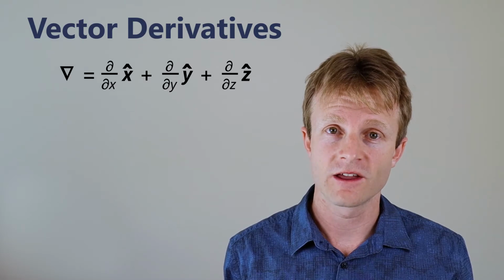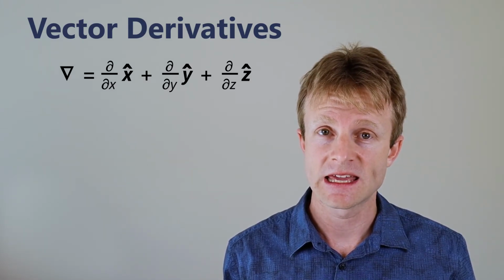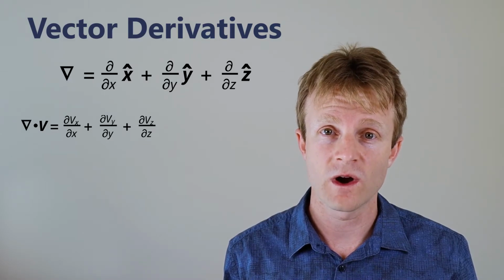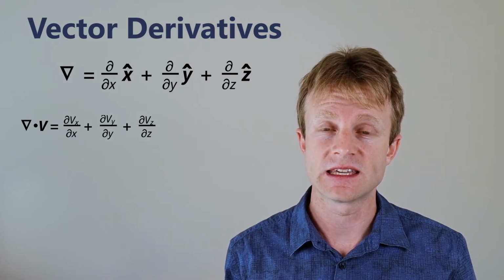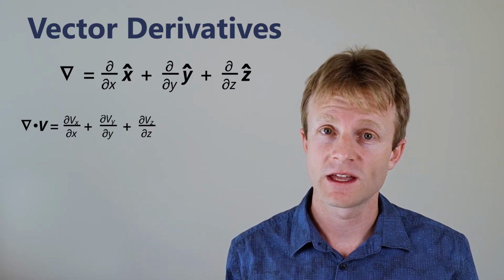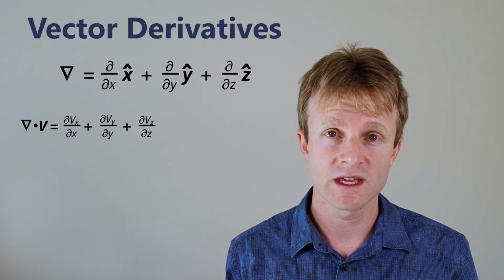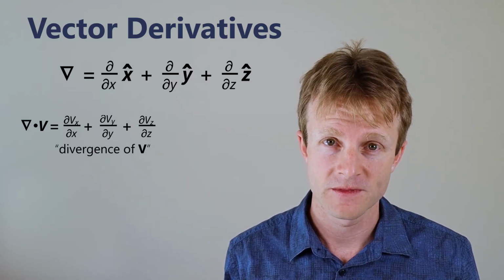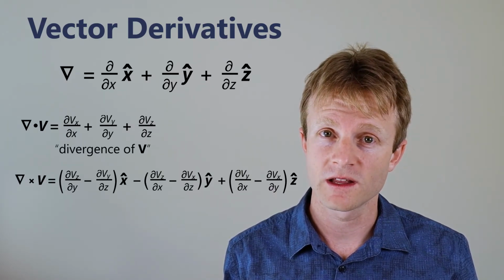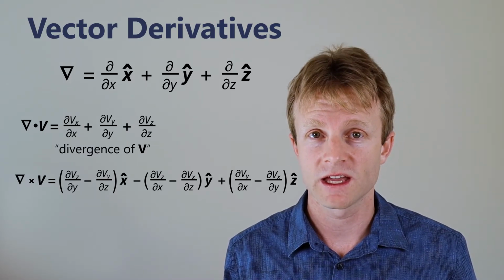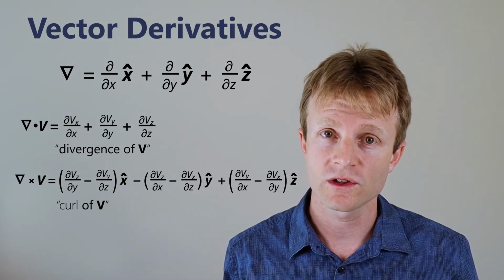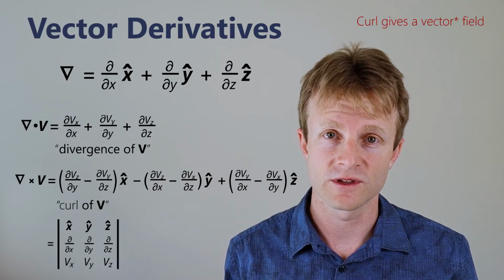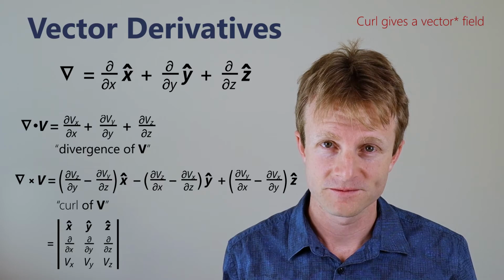If we dot del with some vector field v, then we get dvx/dx plus dvy/dy plus dvz/dz. We get an operator that takes a vector field v and returns a scalar field, which we call the divergence of v. And if we instead use the cross product, we get a more complicated operator, which we call the curl of v, which takes a vector field v and returns another vector field, the curl of v.